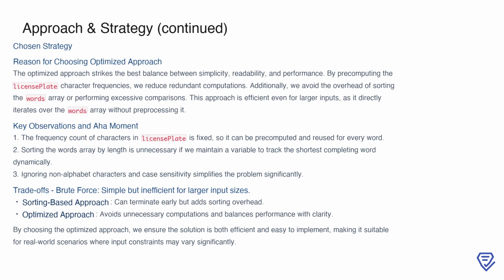Pre-computing the character frequencies for the license plate simplifies the comparison process and eliminates redundant calculations. By iterating through the words array directly and dynamically tracking the shortest completing word, we avoid the need to sort the array, which could add unnecessary overhead. One key insight here is that the character frequency of the license plate remains fixed throughout the process, so pre-computing it allows us to reuse this information efficiently.